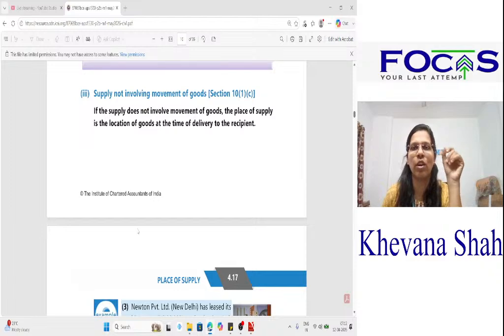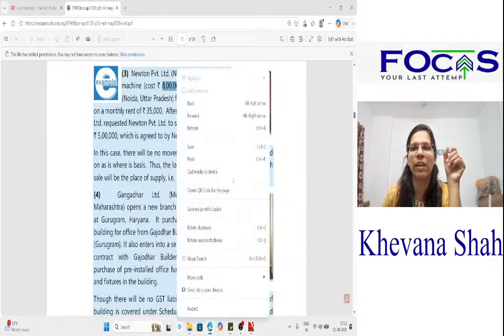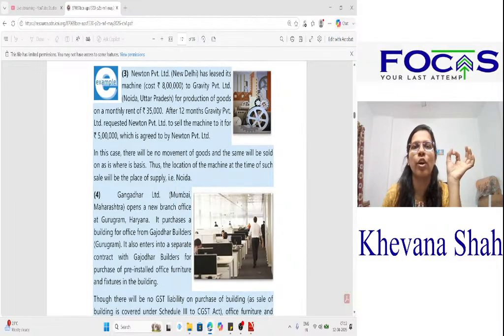Then you have supply not involving movement of goods. So the examples they have given. Newton Private Limited, New Delhi has leased its machine costing 8 lakh rupees to Gravity Private Limited, Noida, UP for production of goods on a monthly rent of 35,000. After 12 months, Gravity Private Limited requested Newton Private Limited to sell the machine to it for 5 lakhs, which is agreed to by Newton Private Limited.